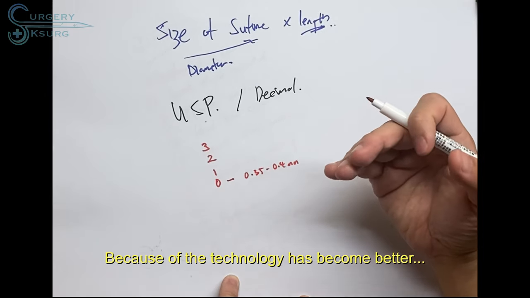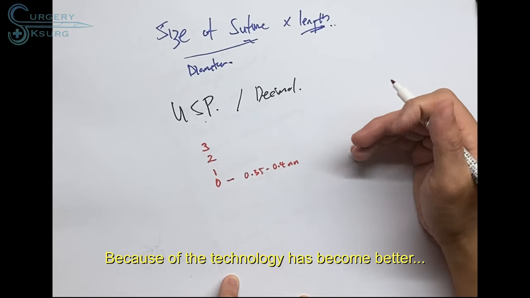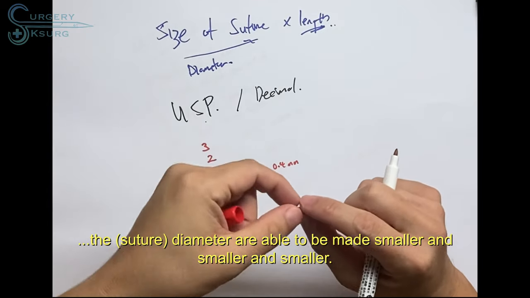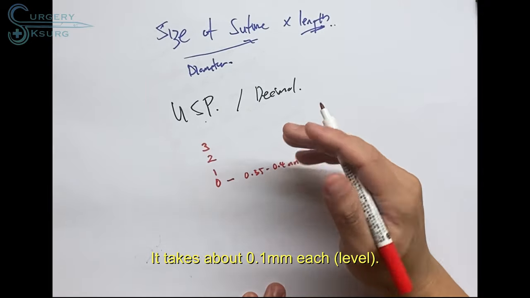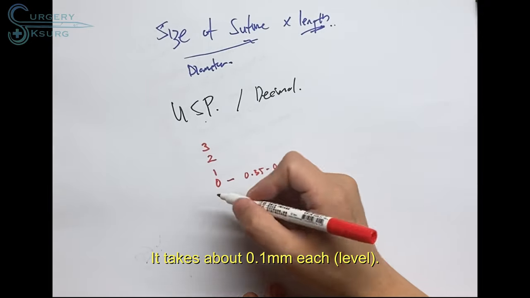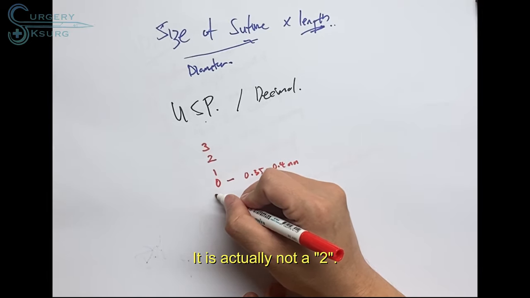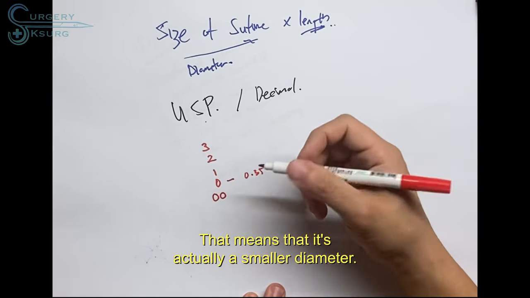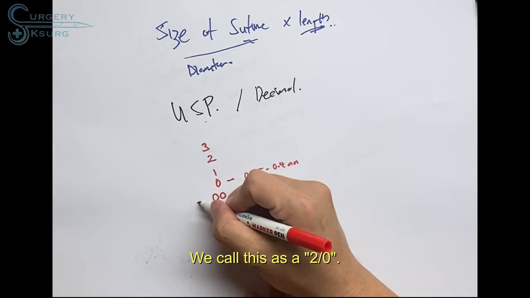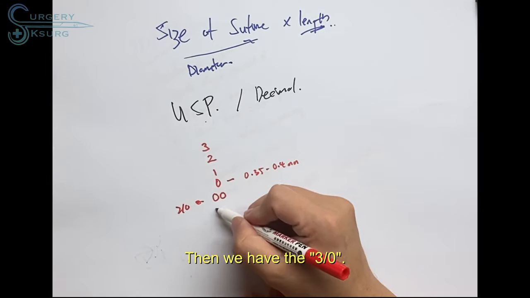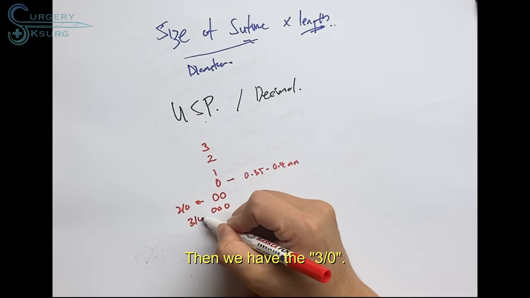Now we come down to how it becomes very weird. Why? Because the technology has become better, we are able to make the diameter smaller and smaller and smaller. Give and take about 0.1 mm for each. So it's actually not 2, it's actually 2-0. That means the zero is a smaller diameter. Or we call this a 2-0. And then we have a 3-0.